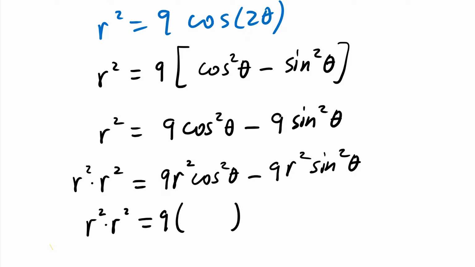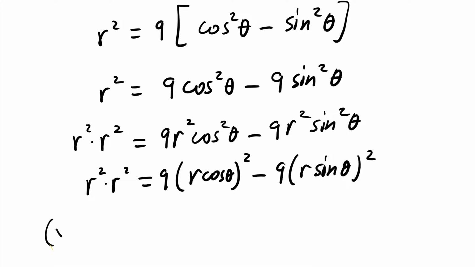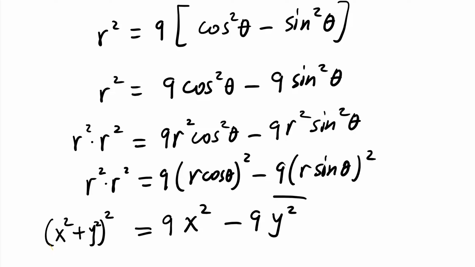This you can write as r cosine theta all squared. This you can write as r sine theta all squared. And then this one here is x squared plus y squared, and squared, because there are two of them. R cosine is x, so it's x squared. R sine is y, y squared.